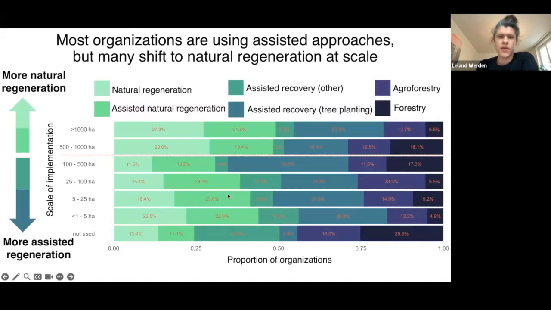Another really interesting thing that we found is that most organizations are using assisted restoration approaches, but then a lot of them shift to just natural recovery at scale. What's happening in this figure isn't particularly important, but basically you can see that natural regeneration, the lightest green, starts to increase once projects get really, really large. And that's really good because people are matching what they do with larger-scale projects. They're thinking, okay, we don't have to spend all this money doing really complicated tree planting when we don't need to. We can think about just letting ecosystems recover on their own when it's possible.